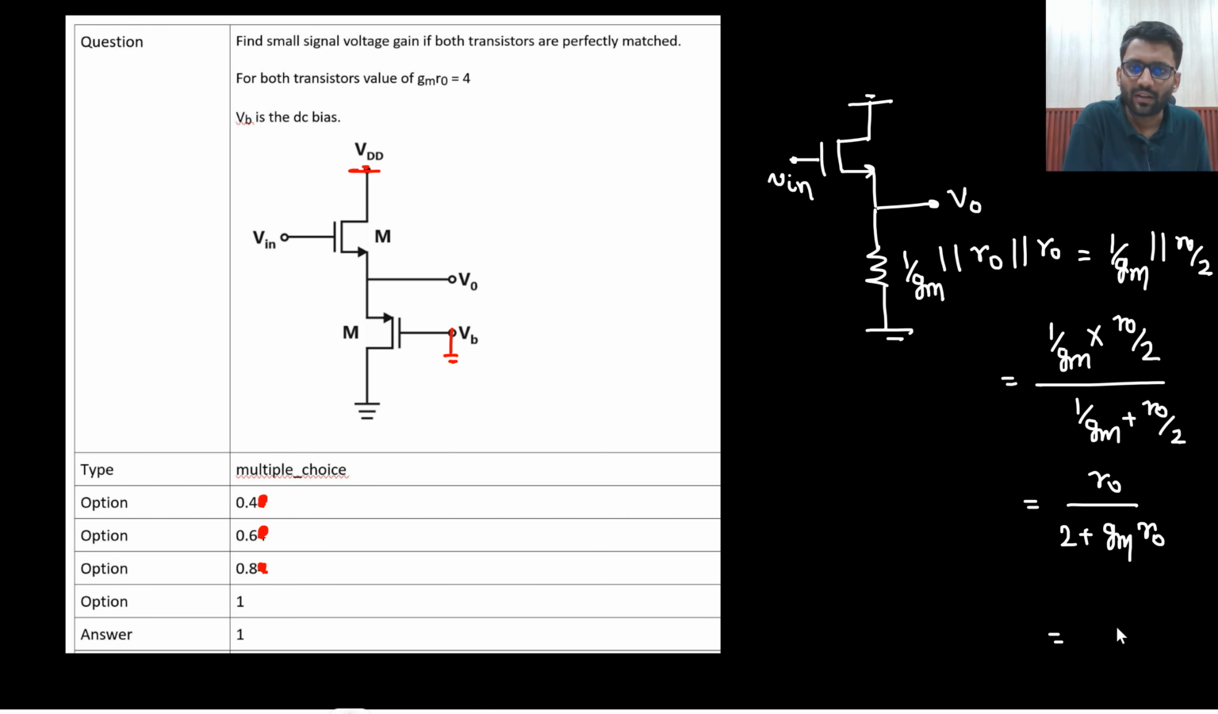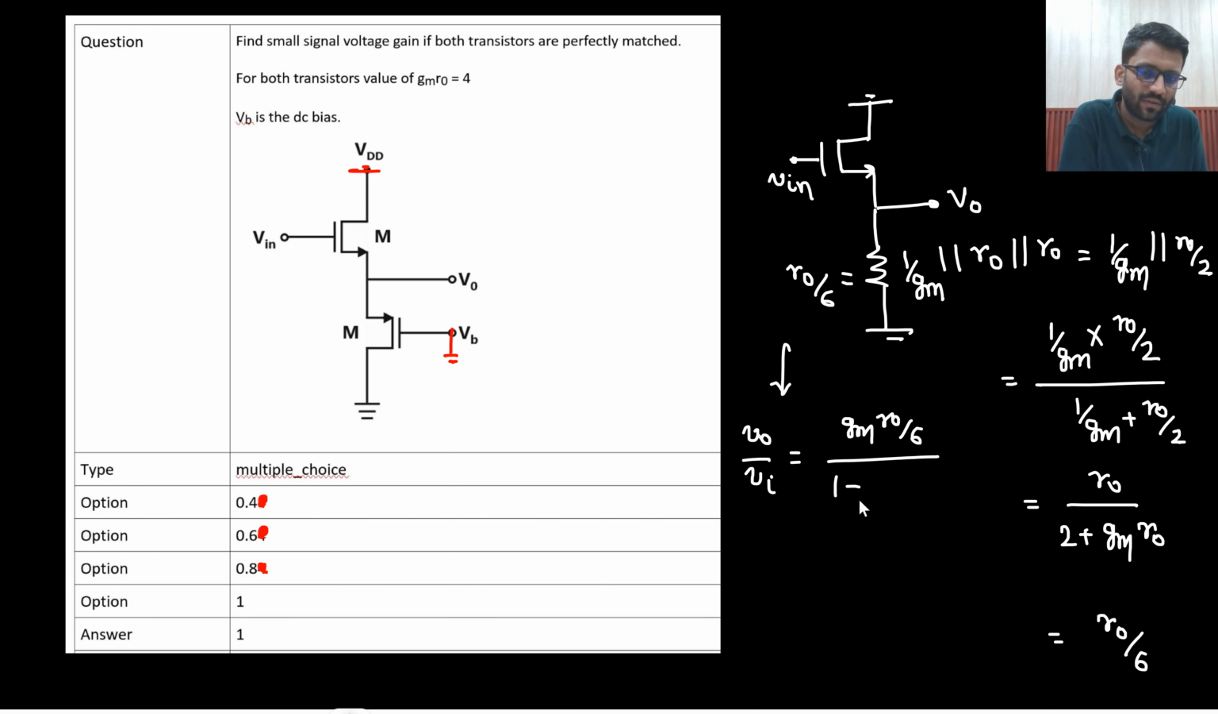So that would be R0 by 6, because Gm R0 value is 4. So this particular combination is R0 by 6. So from here if I write down the gain V0 by V in, that would be GmRD upon 1 plus GmRS, basically GmRS upon 1 plus GmRS. This is a common drain amplifier. We remember the gain, or if you don't remember you can derive it as well.